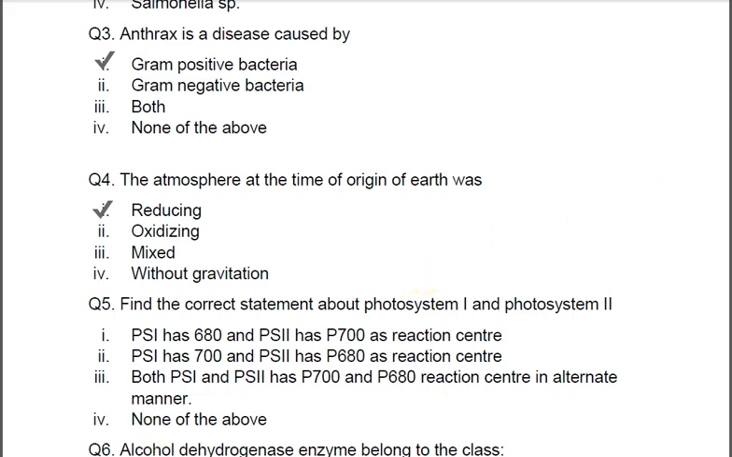So out of this, the correct one is the second option, which says PS1 has P700 and PS2 has P680 as reaction center. The first stage of photosynthesis is completed in the PS2, the second stage in the PS1. The 680 and 700, these are the wavelengths at which there is the maximum absorption of the light.